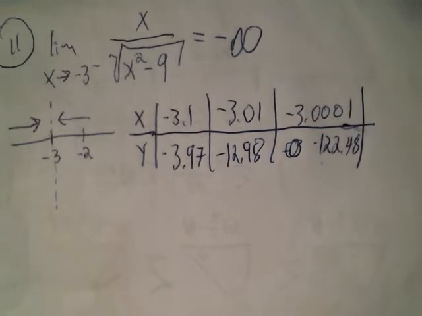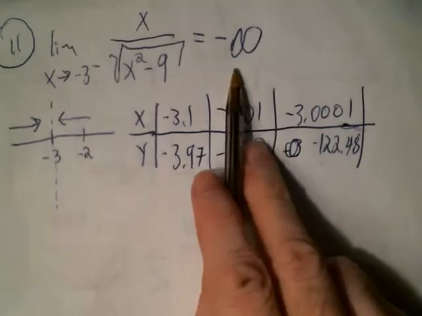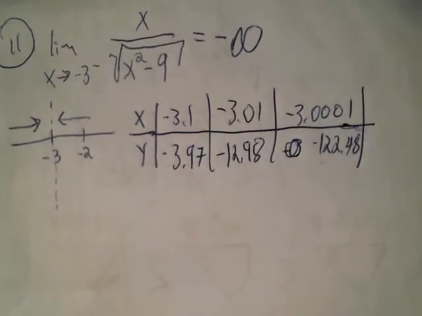So if it has some kind of unbounded behavior, you want to label that type of non-existence. Technically, you could write DNE, it does not exist, but here we want to describe that kind of behavior and put a label on it. And that's what I'm doing here, is -infinity.